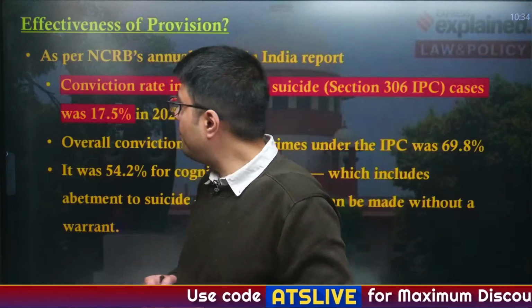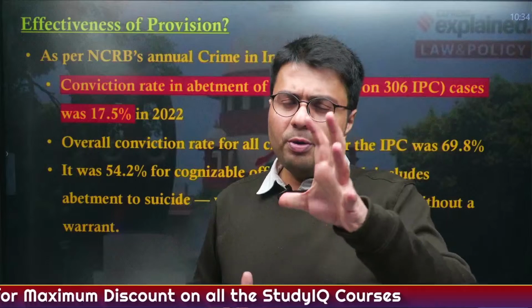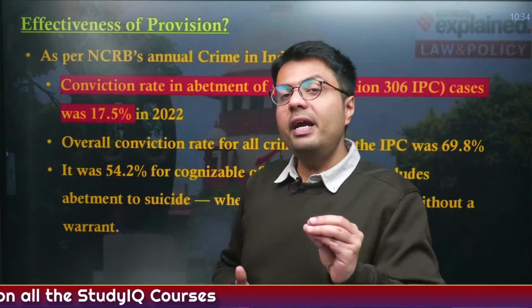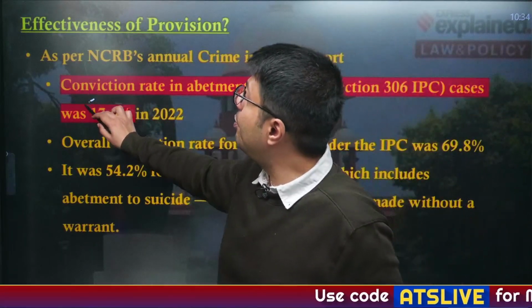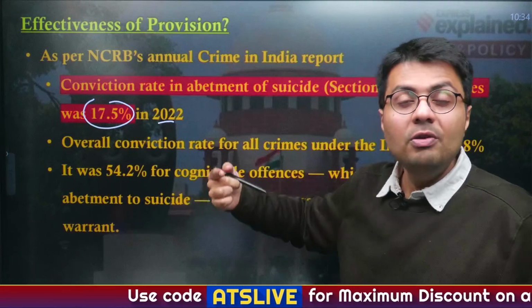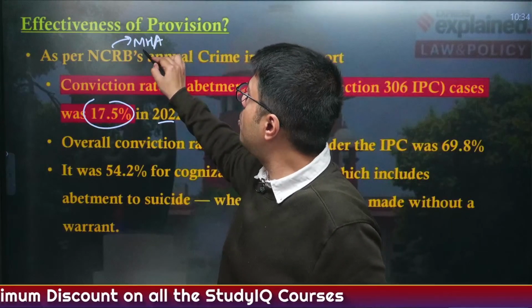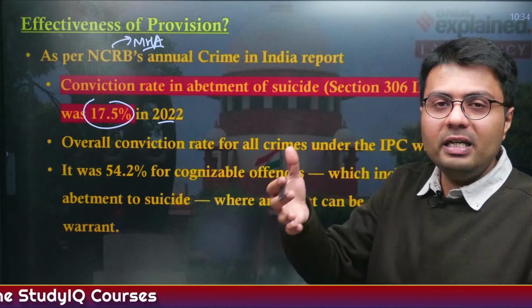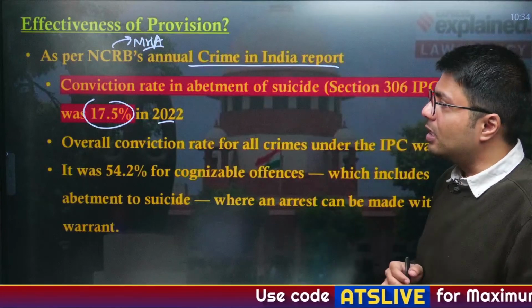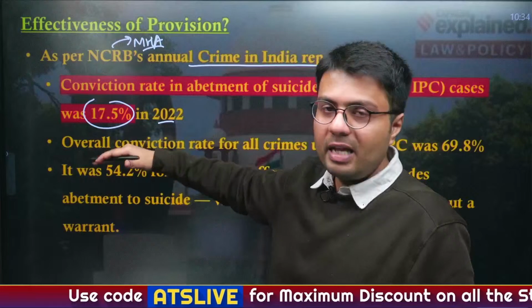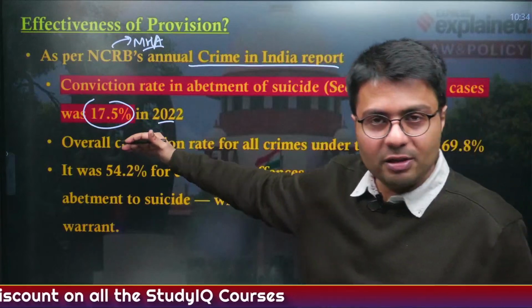Understood? Now, is conviction for abetment of suicide so easy? We have to understand certain facts: the conviction rate whenever an abetment of suicide case is filed against an accused is just about 17.5% in 2022. I am citing the report of the National Crime Records Bureau, which comes under the Ministry of Home Affairs. It publishes reports annually based on trends in the crimes happening in the country, and it is called the Annual Crime in India report. According to this report, the conviction rate, that is, the rate at which accused persons are actually found guilty, is 17.5% in cases of abetment of suicide.